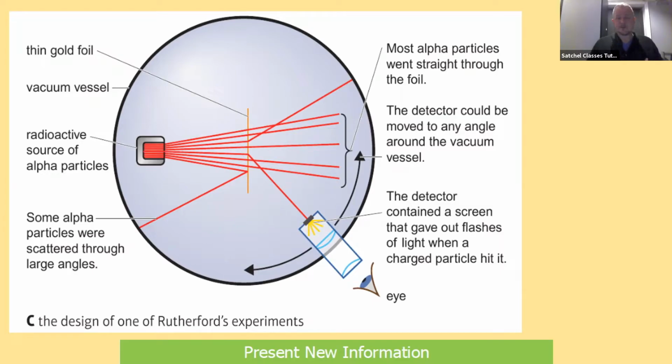Now, what we saw whilst using a detector to monitor the other side of the gold foil from the source was that most of the alpha particles went straight through it. Some alpha particles were deflected, and some of them were scattered through really large angles, almost 90 degrees in fact. The detector could be moved around to count for this, and it gave out flashes of light when a charged particle hit it. And this then was the experimental evidence for the atom that we know and draw today.